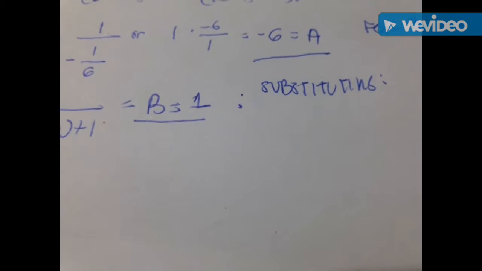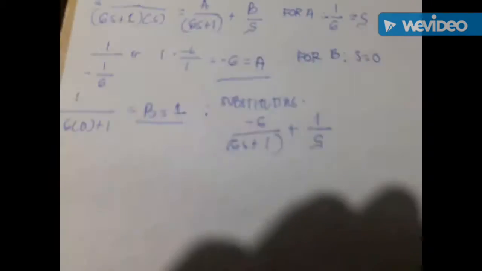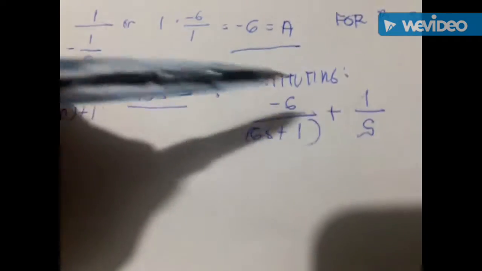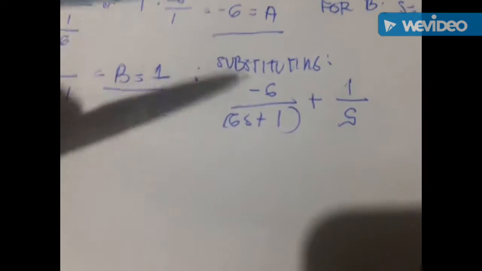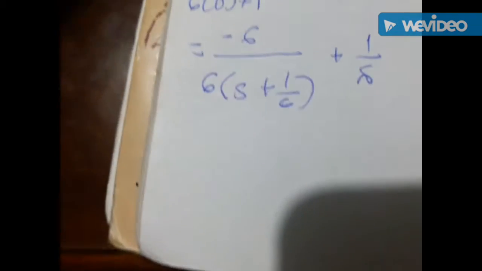Substituting the constants, for A we have negative 6 over 6s plus 1, plus 1 over s. As we notice here, we can factor this denominator in order to cancel this 6. Doing that, this equals negative 6 over 6 times s plus 1 over 6, plus 1 over s. The 6 will cancel, reducing into negative 1 over s plus 1 over 6, plus 1 over s. Now it has an identity.